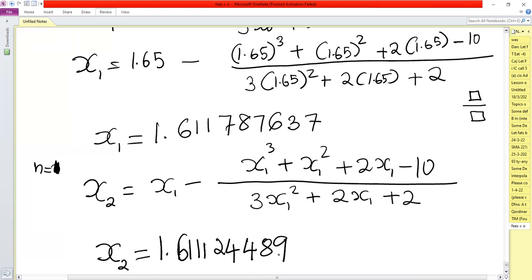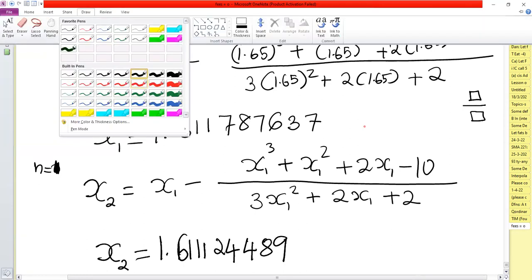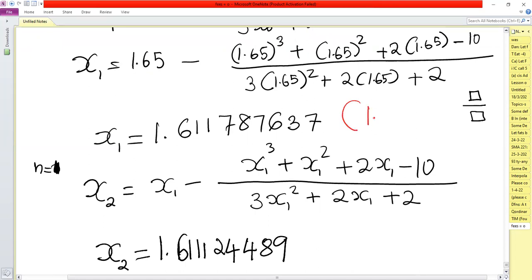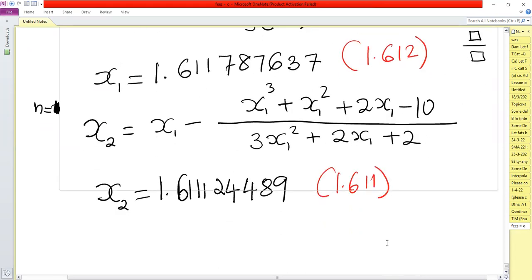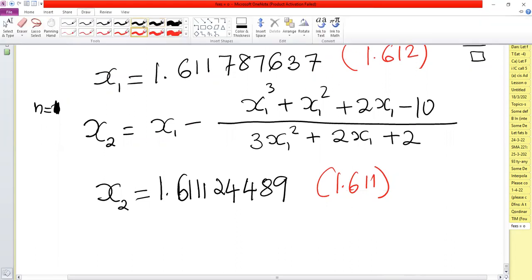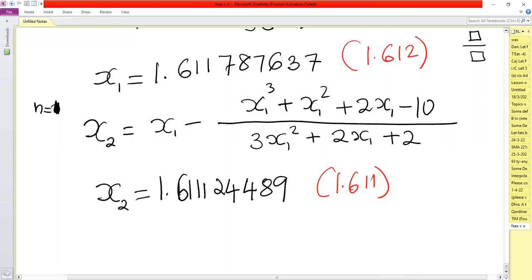489. Now, if you round off x1 to four significant figures, you get 1.612. This other one will give you 1.611. So because 1.612 is different from 1.611, you have to go to the next iteration. We can't stop here because these two consecutive iterations do not converge to the same answer as specified in the accuracy.